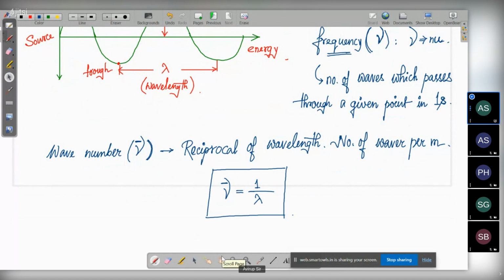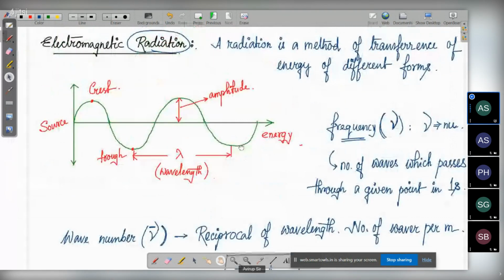Frequency is the number of waves passing through a given point in 1 second, and wave number is how many waves are present in 1 meter. So that was in 1 second how many waves are present, and wave number is in 1 meter how many waves are present. This is given by the reciprocal of the wavelength, 1 by lambda. So these are some of the important terminologies related to a wave.